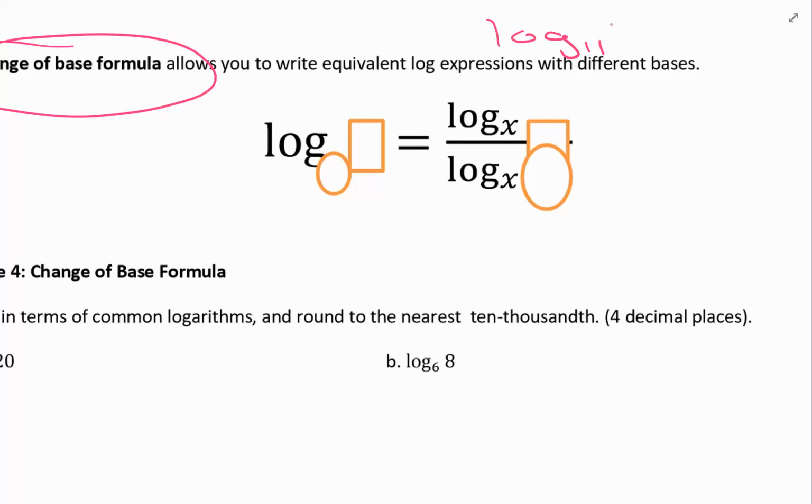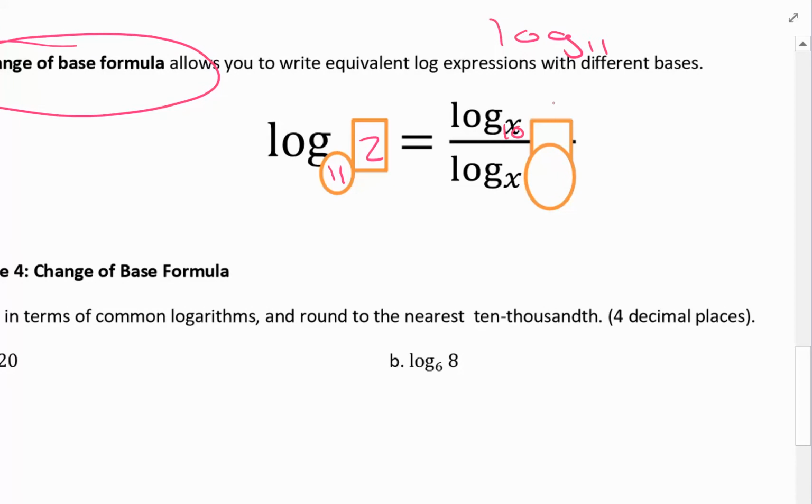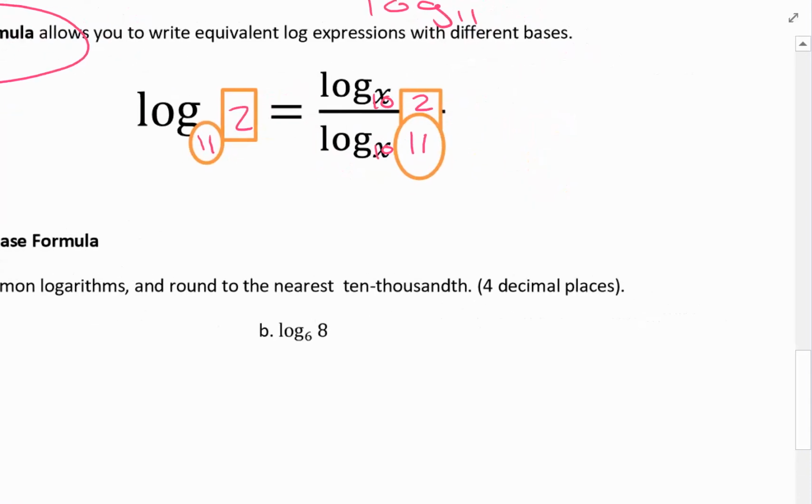So if I have something not helpful, like log base 11 of 2, you can change it into whatever kind of log you want, and we always want log base 10 because it's the common log and it's easy to find and use. You would just change it into log base 10 of 2. My box got all shifted around, so the rectangle should be 2 and the oval should be 11. Log base 10 of 2 over log base 10 of 11.